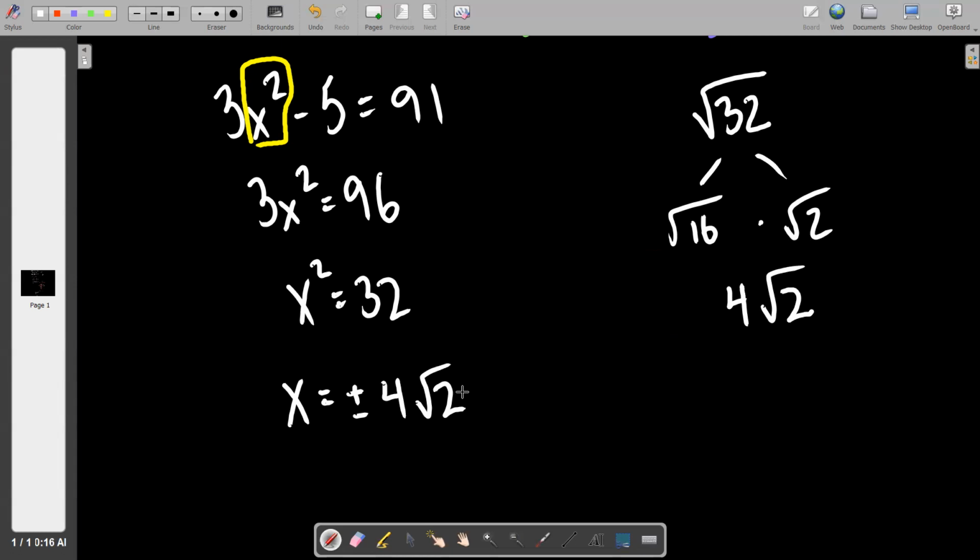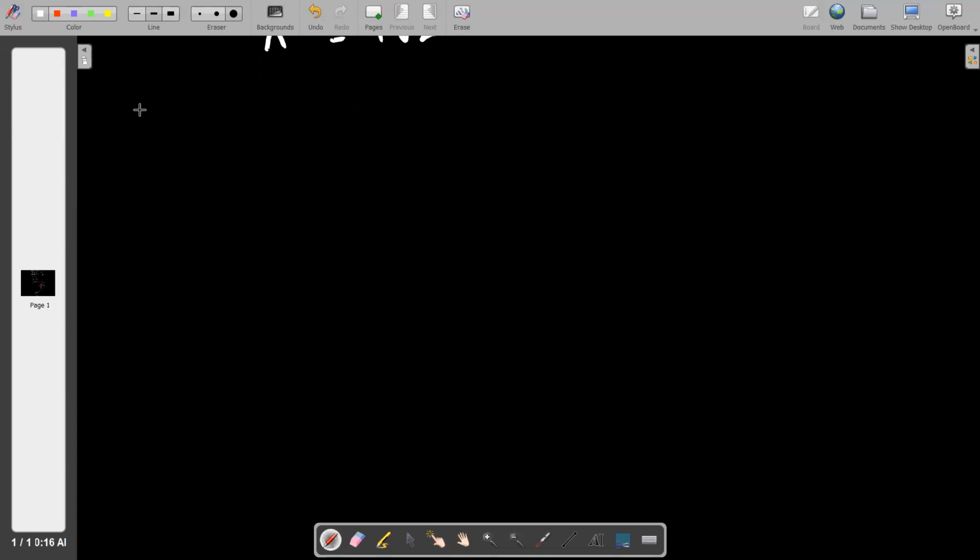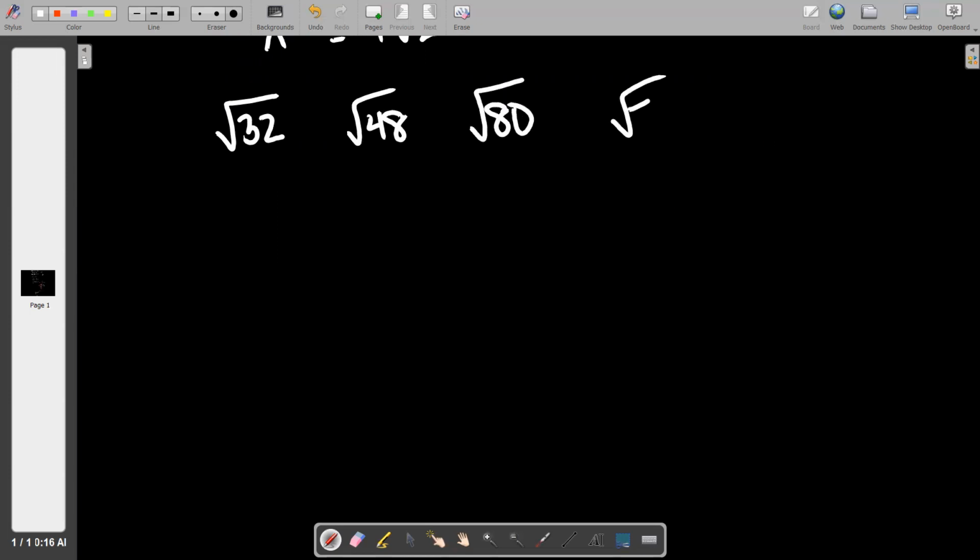Do not use 4 times 8. If you haven't done it yet, if you haven't made a place for this in your notes, you should find a place to add the square root of 32 and the square root of 48 and the square root of 80 and the square root of 72 and the square root of 96. And I could make more.